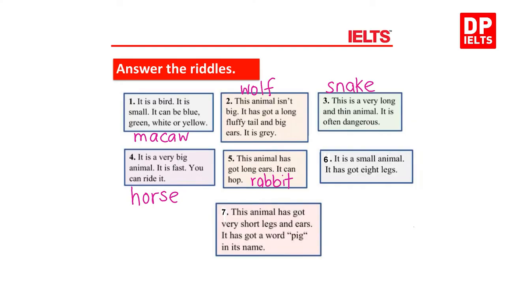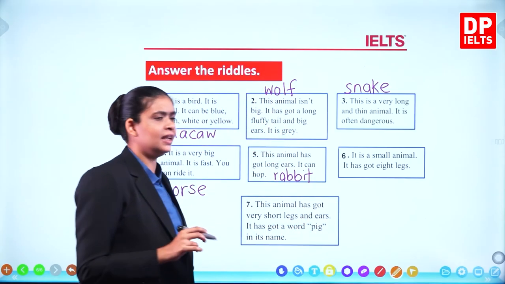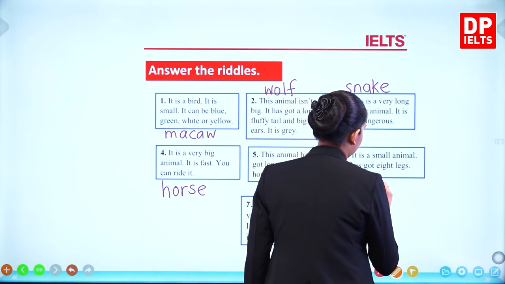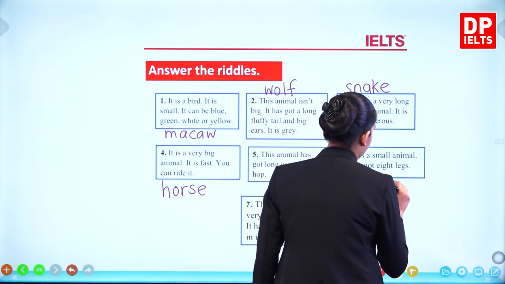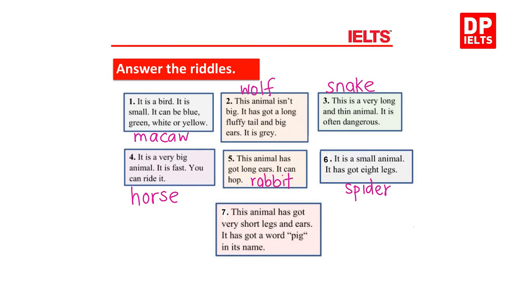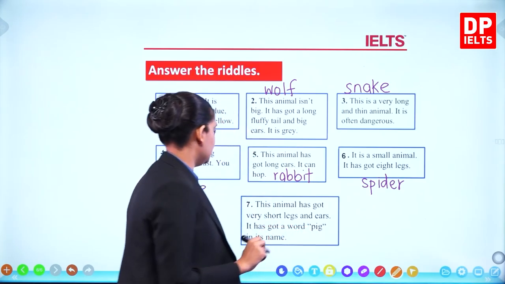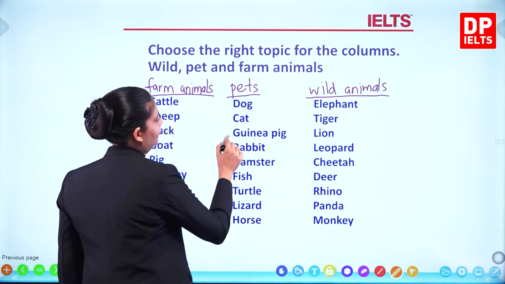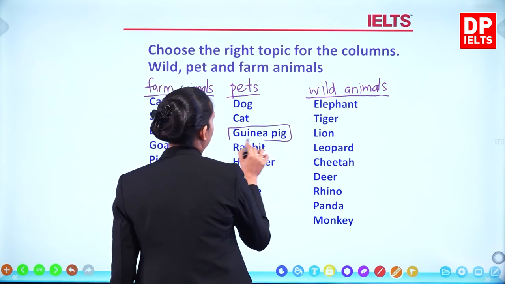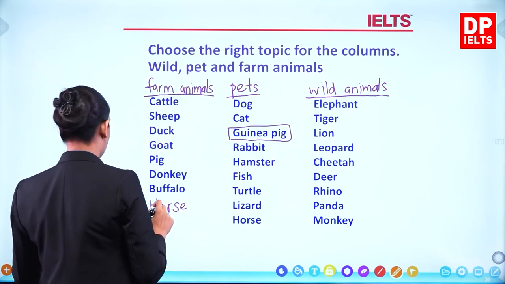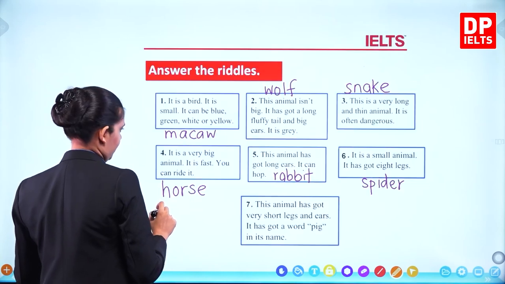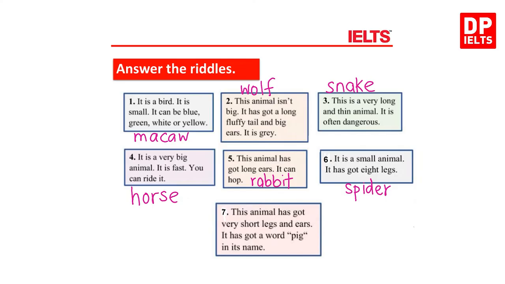Fifth, rabbit. Small animal, eight legs, spider. Sixth one, spider. This animal has very short legs. The guinea pig. Right? So, we are going to write guinea pig here. Seventh one, guinea pig.